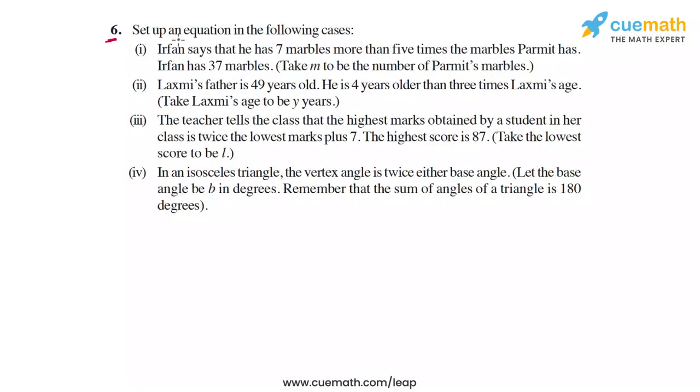In question 6, we have to set up an equation for each of the given cases. So let's start with part 1. In part 1, the situation says, Irfan says that he has 7 marbles more than 5 times the marbles Parmit has. Irfan has 37 marbles. So we have to write an equation for this statement, and we are told to take M to be the number of Parmit's marbles. So Irfan says that he has 7 marbles more than 5 times the marbles Parmit has.